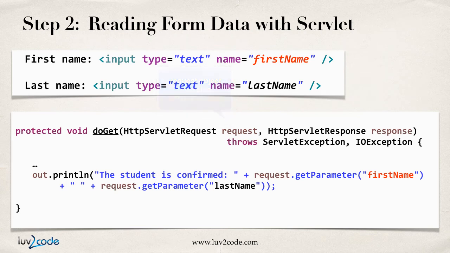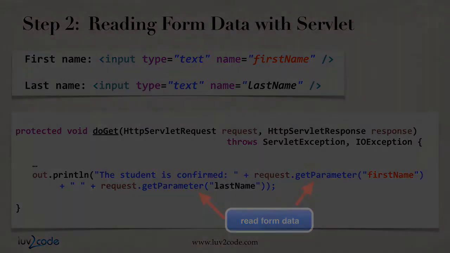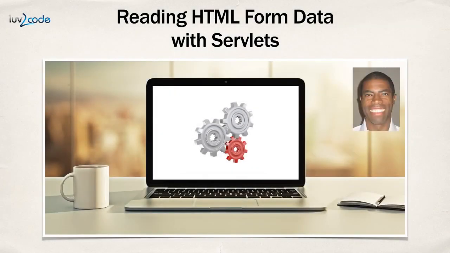So here I simply use an out.println. The student is confirmed. And here I say request.getParameter. That allows me to read form data. So request.getParameter on firstName, and then request.getParameter for lastName. Those parameter names map to the actual HTML form field names. And that's basically it here for our servlet example.